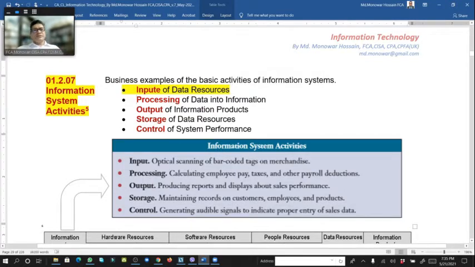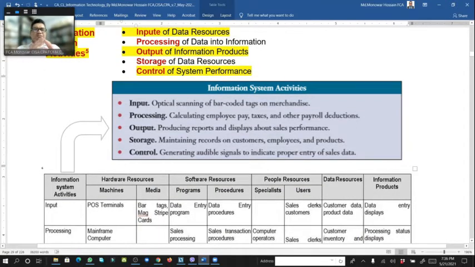Input of data resources, processing of data into information, output of information products, storage of data resources, and control of system performance. So these are the information system activities: input, processing, output, storage, and control. For input, an optical scanner or bar code reader is one way to input data. Also on a computer or laptop we input through the keyboard, touch screen, etc. Processing is calculating, for example, employees' pay, tax, and other payroll deductions. Output produces reports and displays performance on the dashboard. Storage maintains records of customers, employees, and products. Control generates additional signals, indicators, etc.